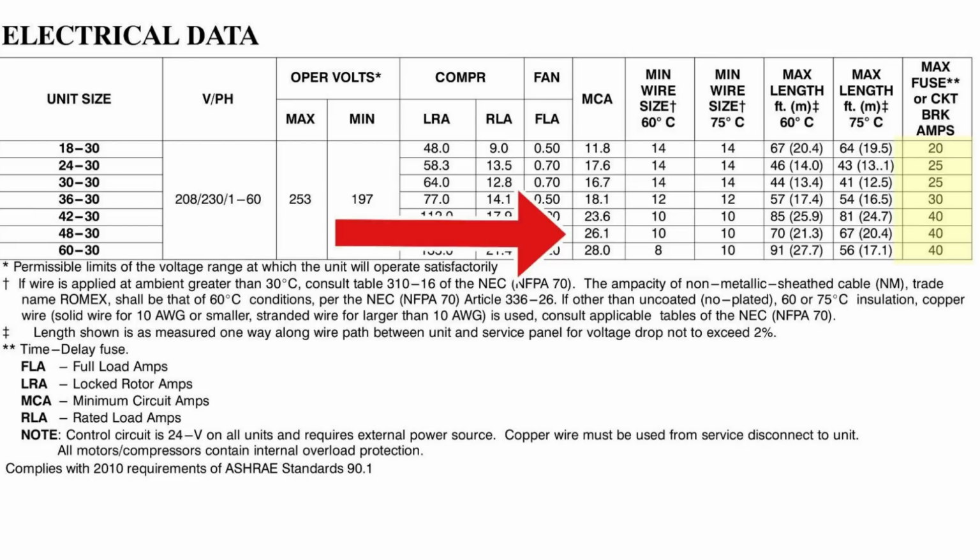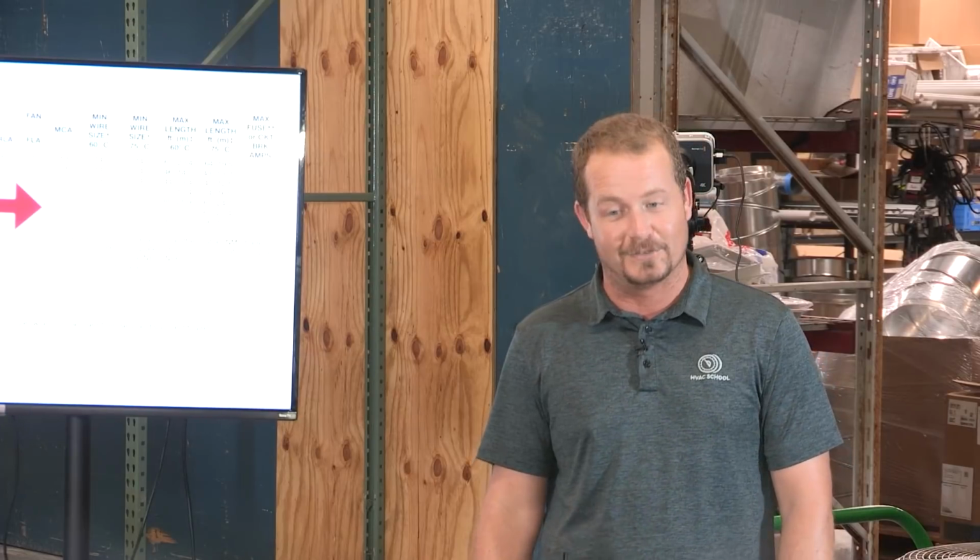It's incorrect. You can put in a 40. You could put in a 32 if you wanted. But again, you're not going to find a 32. It's a very hard breaker to find. It's very specialty. You've got to know people.